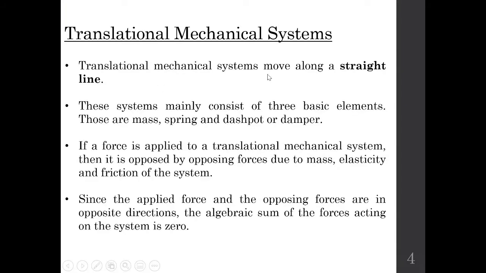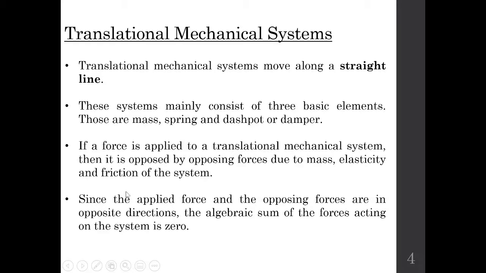Translational mechanical systems, as I have already said, always move along a straight line, that is, they exhibit linear motion. This system consists of three basic types of elements: mass, spring and dashpot. A dashpot is also known as a damper. If you apply a force on a translational mechanical system, it will always be opposed by an opposing force, either due to the mass, the elasticity of the spring, or the friction which is normally produced by the dashpot.